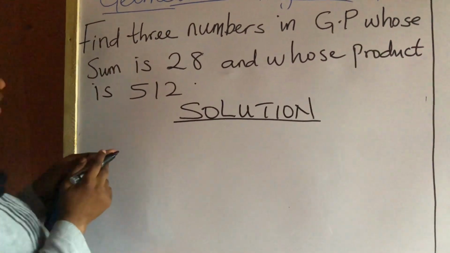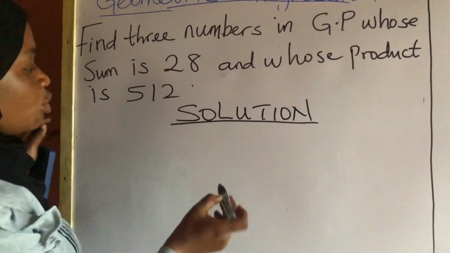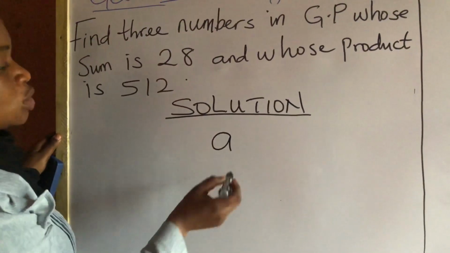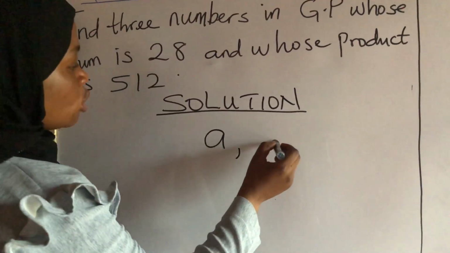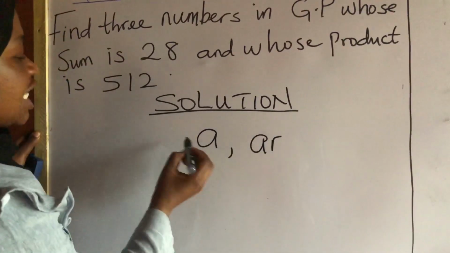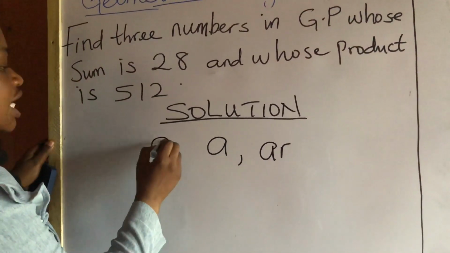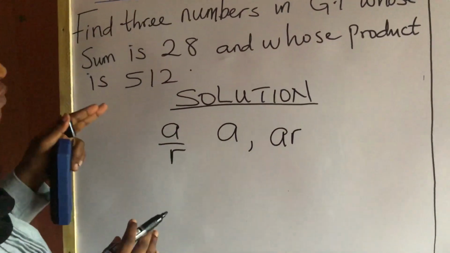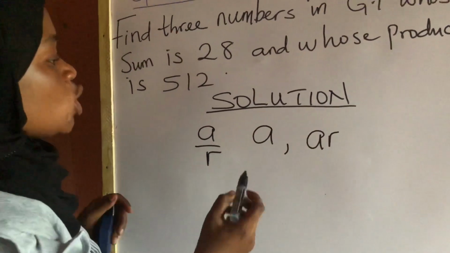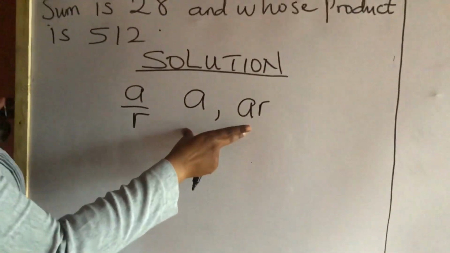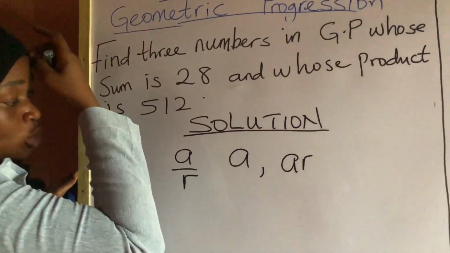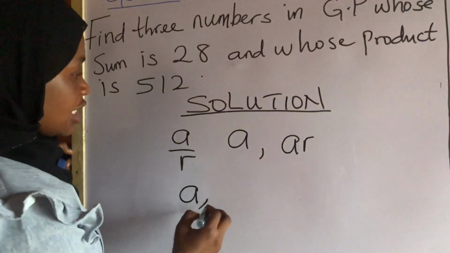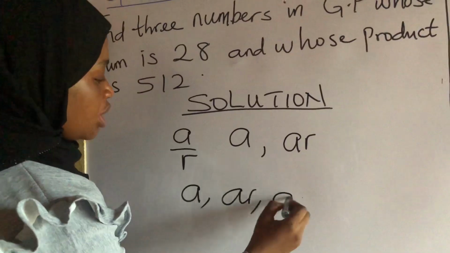The next thing that you have to do is write the first term, which is A. Then you write the next one, which is AR forward. Then you write another one, which is A over R backward. The reason for this is that if you multiply, you will be left with A alone. The R will cancel each other, so it will be easier for you to simplify, unlike if you write A, the second one will be AR, the third one will be AR squared.